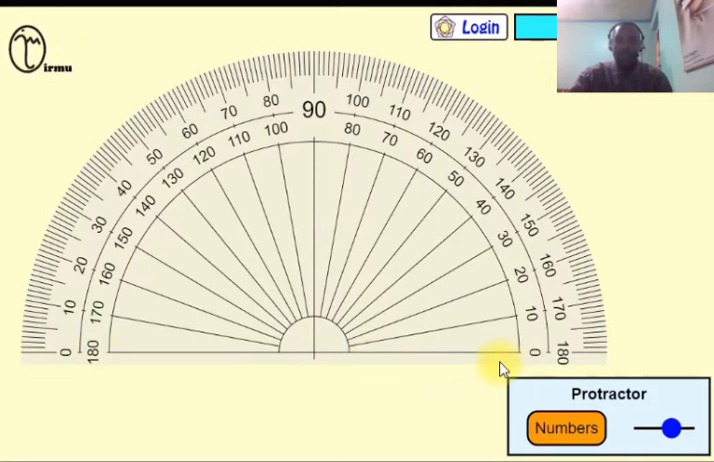Just to repeat, when you're measuring from the left side, we use the outer scale, which starts from 0 and grows all the way to 180. When you're measuring from the right, we use the inner scale, which also grows from 0 all the way to 180. So let's meet in the next lesson where we'll be practically measuring angles. Thank you.